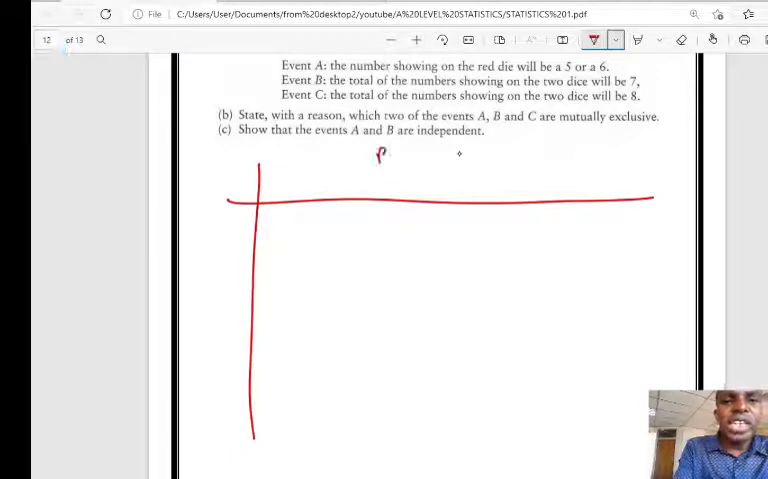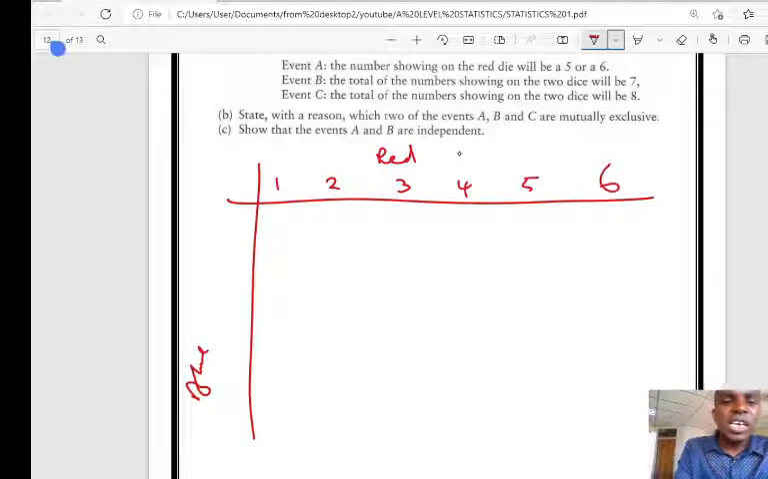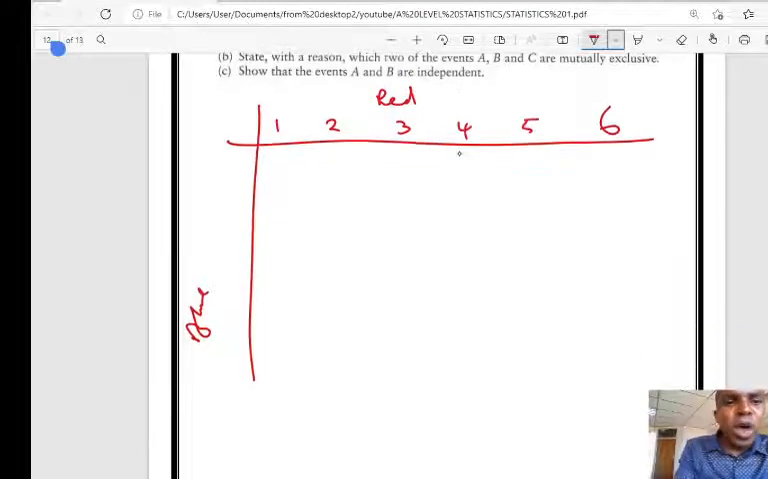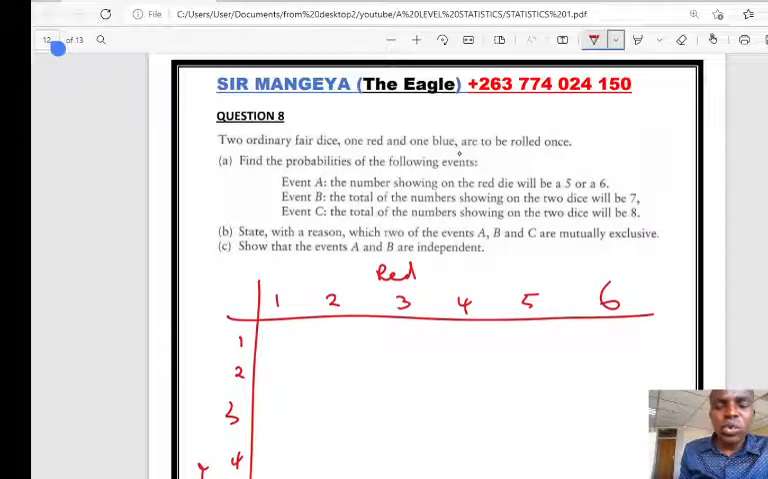This one you can call a red die, and this one is a blue die. Red die, how many sides? 1, 2, 3, 4, 5, 6. The other die, the blue one, also has 6. 1, 2, 3, 4, 5, 6. And are these events based on totals or products?